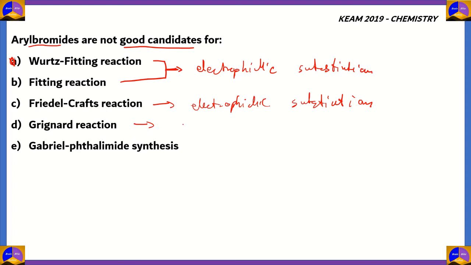The Grignard reaction, which forms the Grignard reagent, is an elimination reaction. So that means we eliminate certain compounds. And option E, Gabriel phthalimide synthesis, is a nucleophilic substitution.